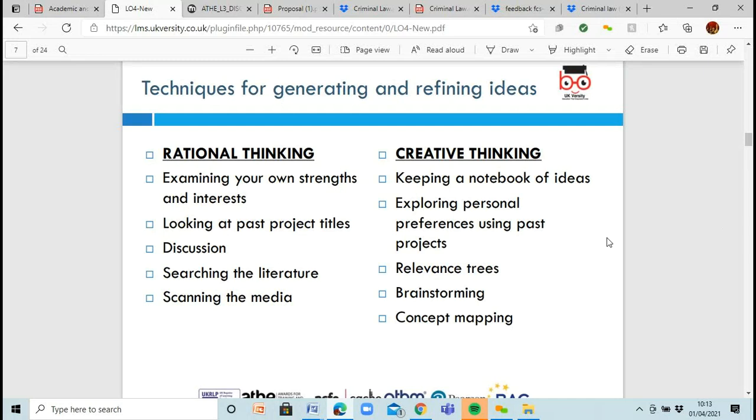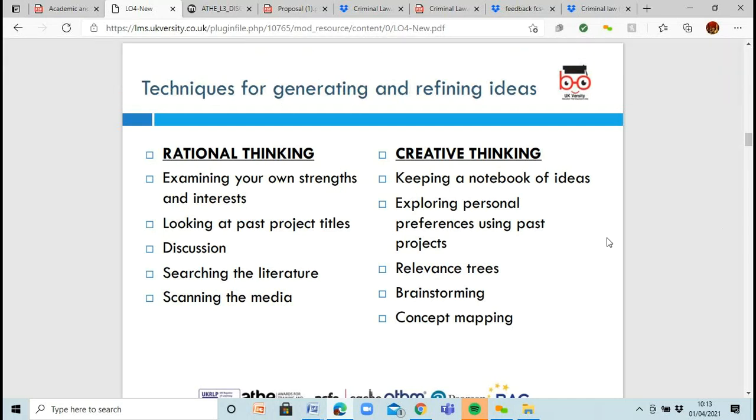So when we're looking at our research project, we're going to look at different techniques for generating and refining our ideas. So we're going to look at rational thinking and creative thinking. So rational thinking, look at your own strengths and your own interests. Now for me, if I'm making a research project, and for example, if I just randomly decide to do it on Tesla, one of those fancy cars that my son's always telling me about.